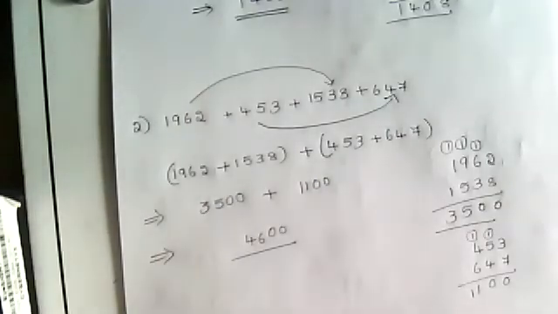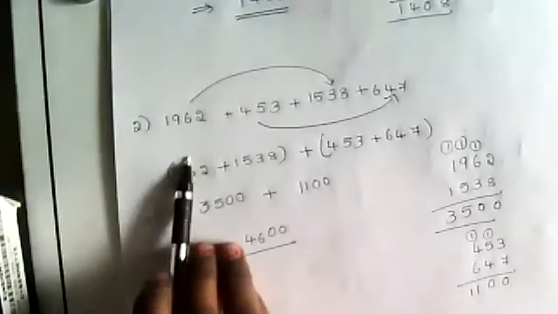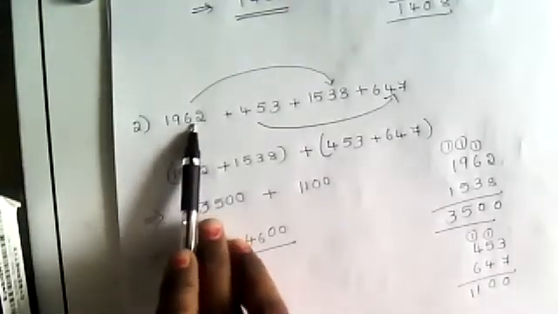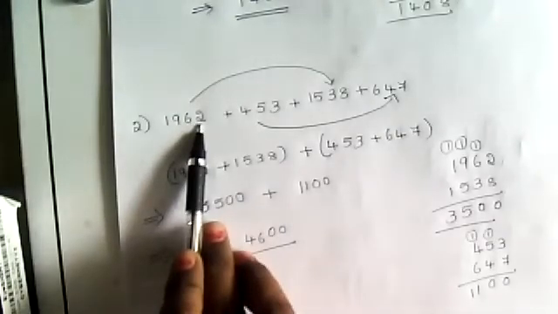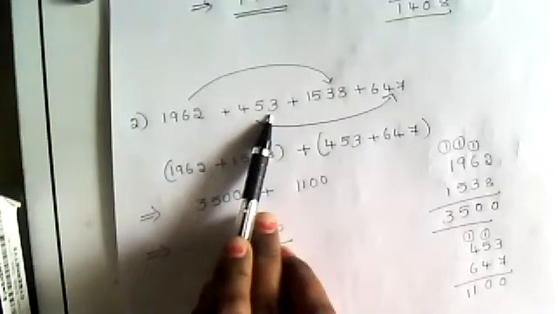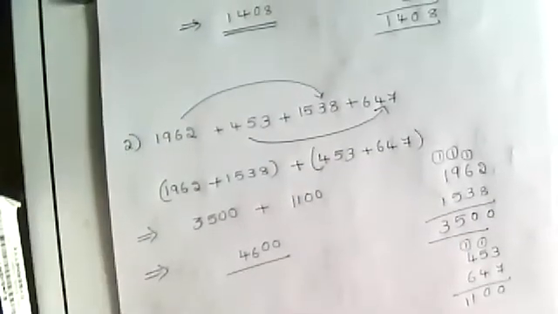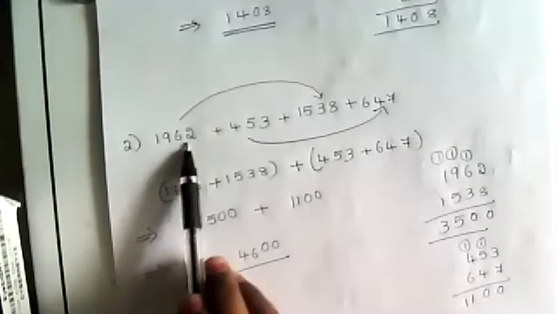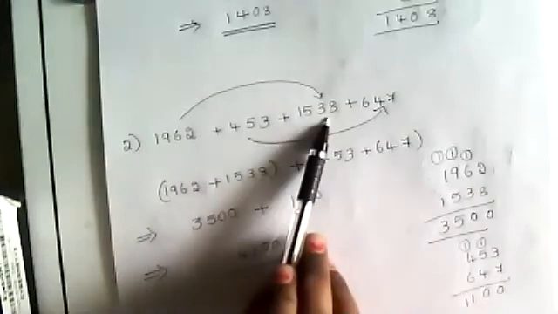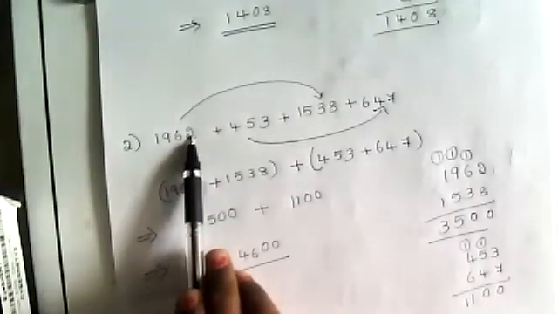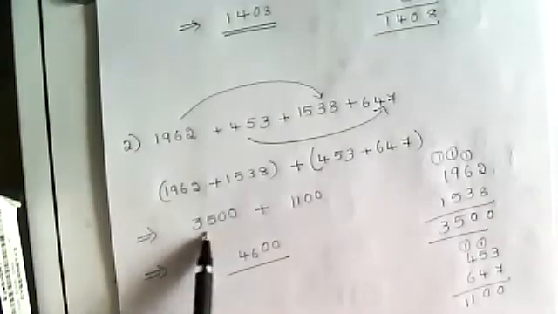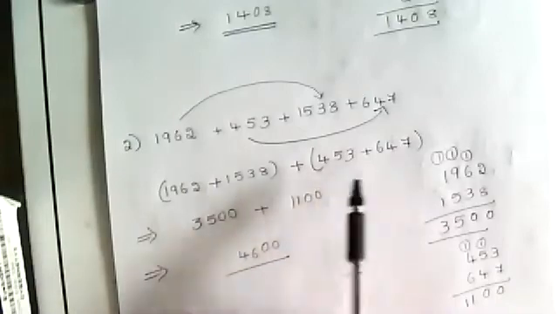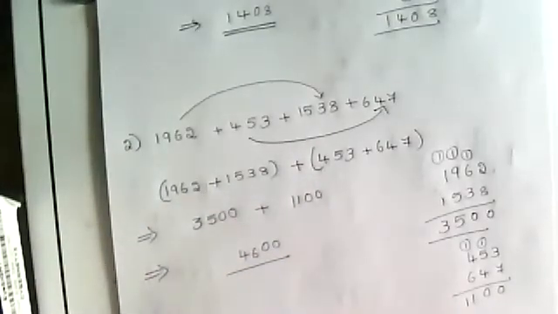So, how to choose the numbers to make a group? See here, 1962 I have. I will take the ones place digit. In the ones place, I have a 2. I will add this 2 with this number. 2 plus 3 is 5. I need only 10 as a sum. So 2 plus 3 is not a group. 2 plus 8 is a group. 8 plus 2 is 10, so these two will make a group. And next 3 plus 7, correct group. 3 plus 7 is 10. So I have made 2 groups and then I added. Okay.